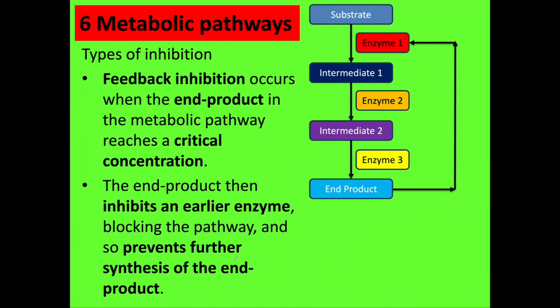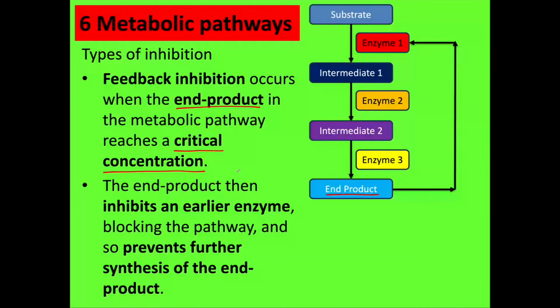And lastly, feedback inhibition. Now, feedback inhibition is a little bit different. Feedback inhibition is to do with the end product. Now, if we go back to the pathway that we had earlier on, this metabolic pathway here, we can see a substrate being broken down to an intermediate, another intermediate, and then the end product. And there are 3 enzymes that help us to catalyze those reactions. So feedback inhibition is when this end product, okay, that's this thing here, the end product, in the metabolic pathway reaches what we call a critical concentration, okay?